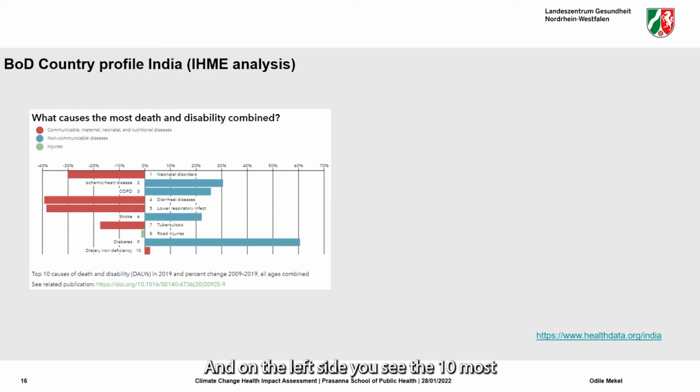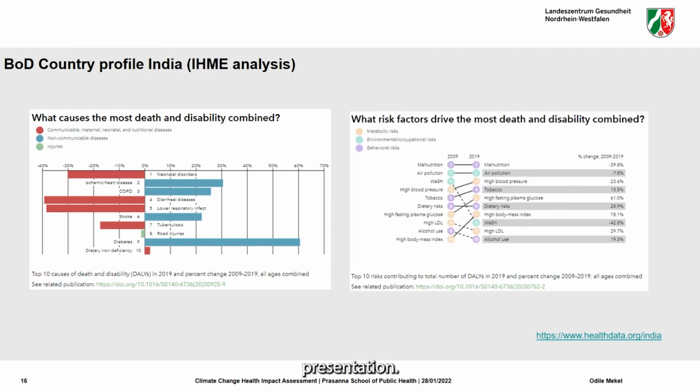And on the left side, you see the 10 leading diseases for death and disability in India. You may be familiar with this presentation. And on the right side, you see it's not only about disease, but also about which risk factors drive this death and disability combined.